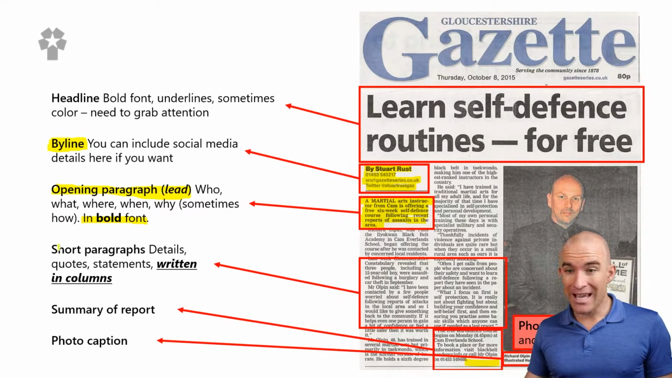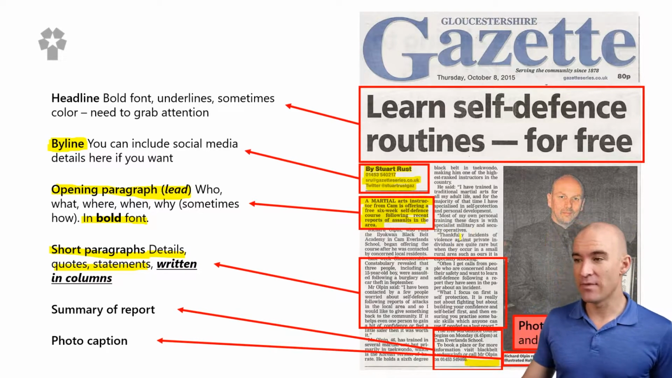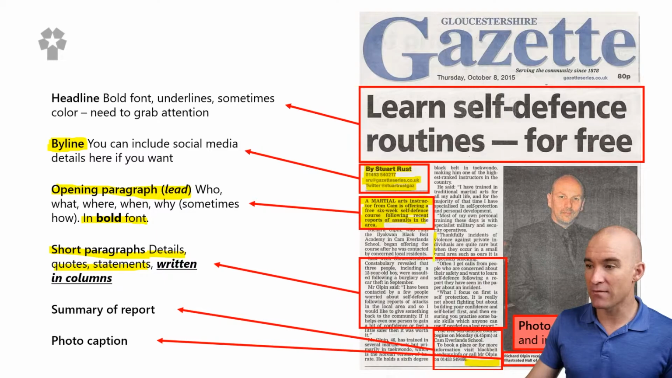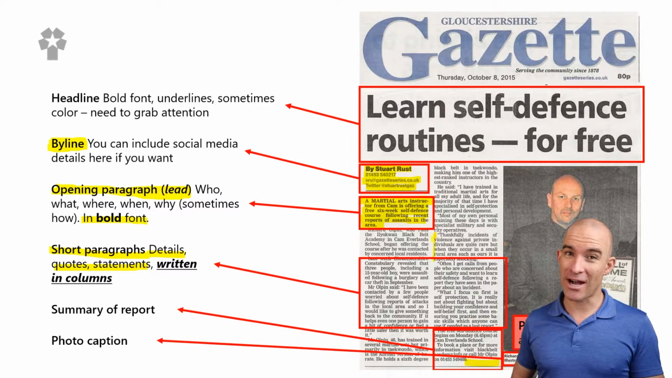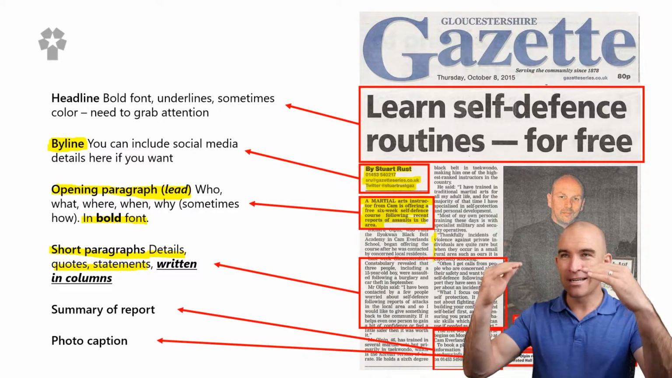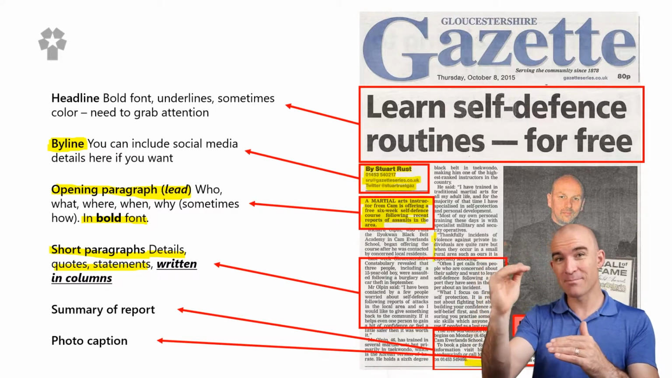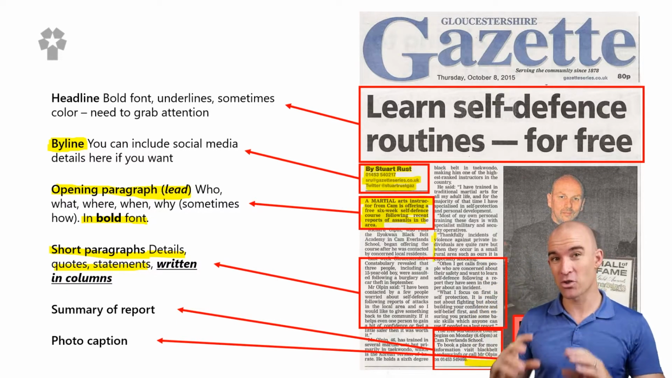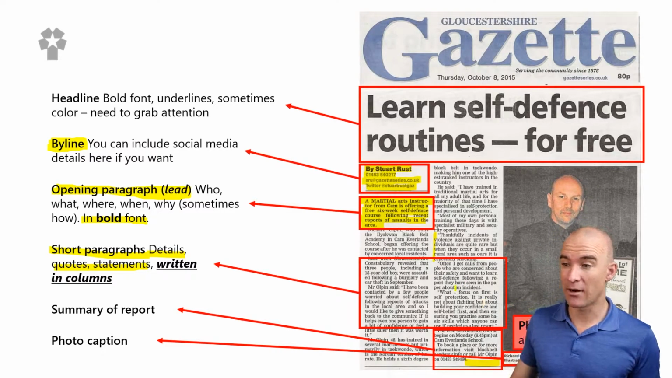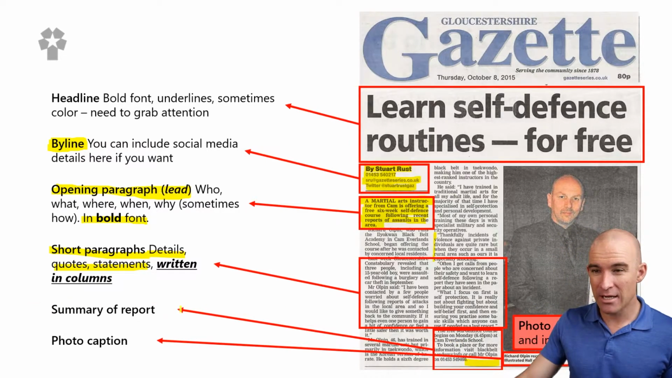And then in the body, we have short paragraphs, right? Details, quotes, statements written in columns. And it's really important here that these paragraphs are short. Very often when I see first drafts from Hokusei Times reporters, I see just one huge paragraph. But it's really important that you split those paragraphs up into short, easy to read paragraphs.